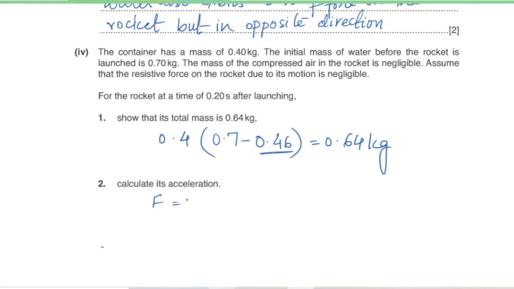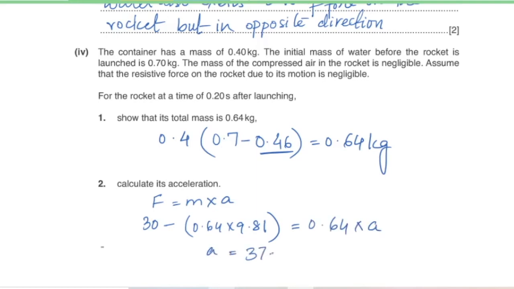So resultant force is equal to mass into acceleration, where resultant force on the rocket is going to be due to the rocket's weight, which will act downwards, and the force being exerted on the rocket from the water that acts upwards. So the force from the water that acts upwards is 30 newtons minus the force due to the rocket's weight, which is 0.64 into 9.81, and mass of the rocket is 0.64 into the acceleration, and hence you get acceleration of 37.07 meters per second square.